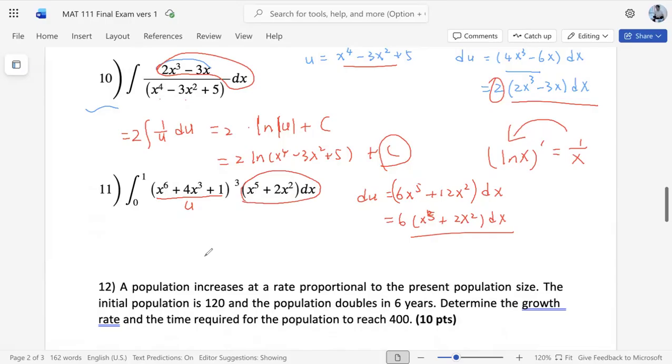Oh, hold on a second. I made a mistake. So here we multiply. Here is 2 multiplied by this. We need to divide by 2 on both sides. So we have du divided by 2. So this is 1/2 instead of 2. Same thing here. So on both sides we need to divide by 6. So we got du divided by 6. So this becomes 1/6 times u raised to 3 du.